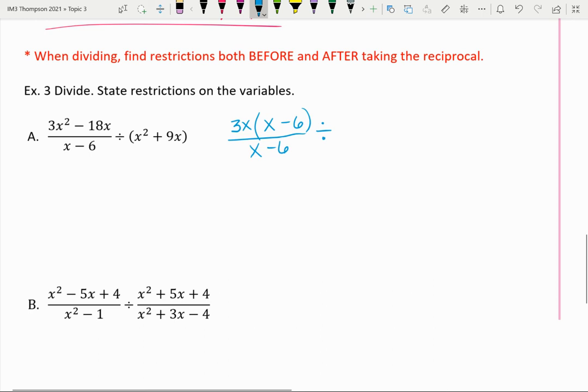Just like we did before in example 2a, I'm going to turn this into a fraction by writing it over 1. Always check for the GCF first. X squared plus 9x. Yes, I could take an x out of both of those. And nothing else.